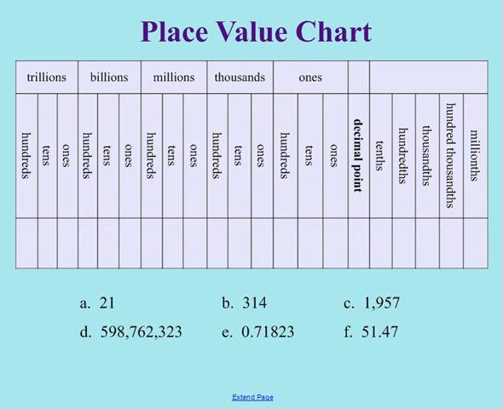Let's start with A, which is the number 21. Now, 21 would occur right there. The 2 is in the tens place, and the 1 is in the ones place. There's no need for a decimal point because there are no place values after the decimal point.